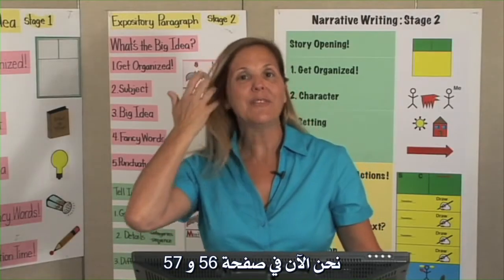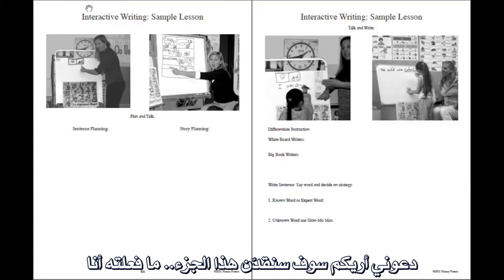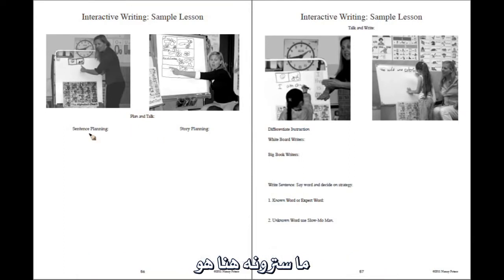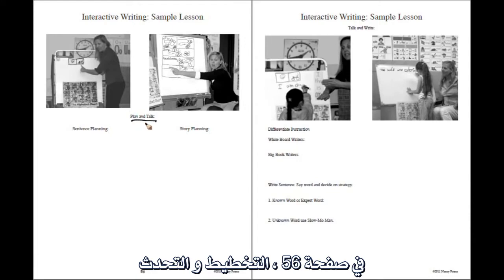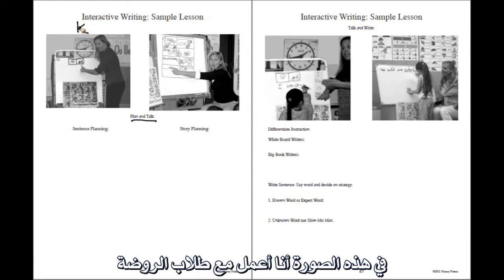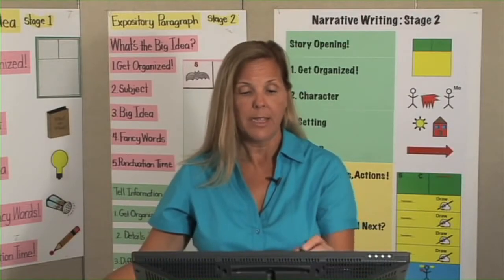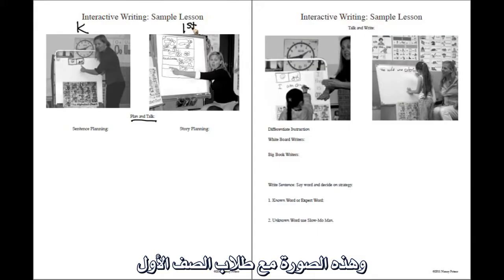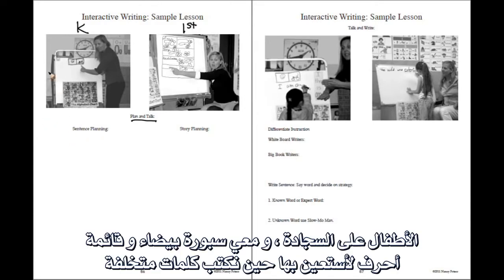We're now on page 56 and 57. Let me show you how this is laid out, what I've done. Basically, what you have here on page 56 is plan and talk. This picture is where I am working with kindergarten students. This picture is with first graders. The children are on the carpet.